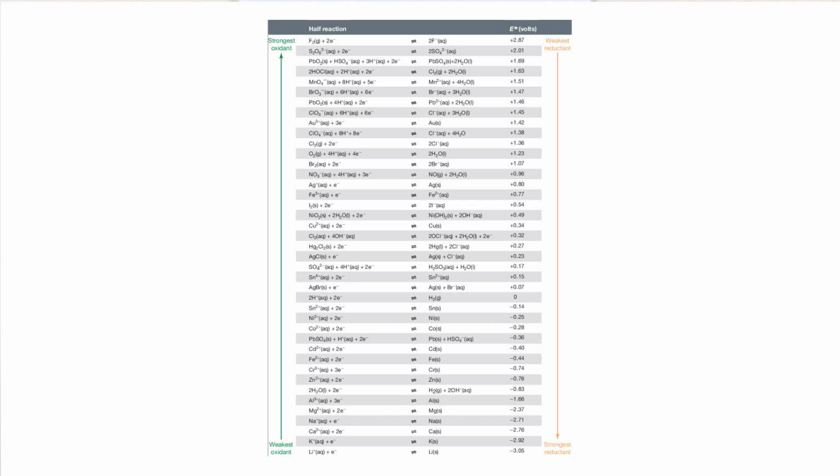Now, it might be a touch difficult to read, but what we have here are the E-naught values for a whole bunch of half cells, or half reactions, half equations, call them what you will, okay? And these are listed in order from the most positive E-naught value in volts, which belongs to fluorine gas at plus 2.87 volts, all the way down to the most negative, which is good old lithium at minus 3.05 volts.